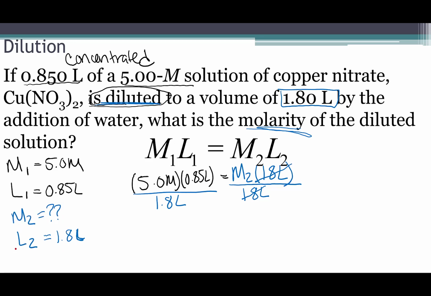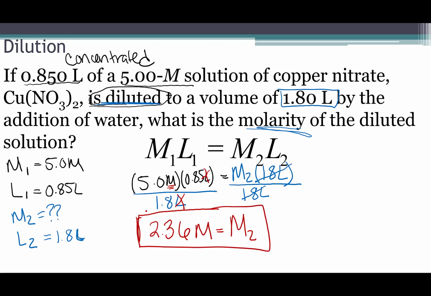Here I want to take a pause and look at my units. So I have liters on top, liters on bottom. Those cancel. I'm left with the unit molarity, which is handy because that's exactly what we're solving for. All right, so now crunch it out. We're going to multiply on the top, divide by the bottom. So 5.0 times 0.85 divided by 1.8, and we get 2.36 molar.